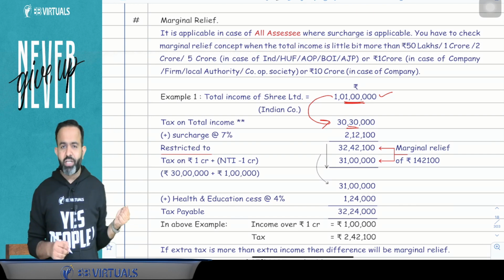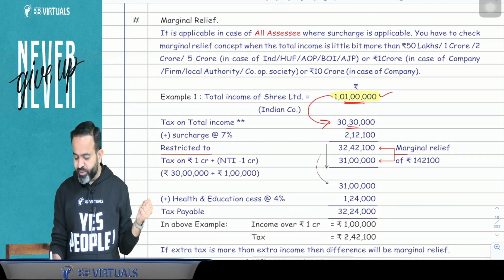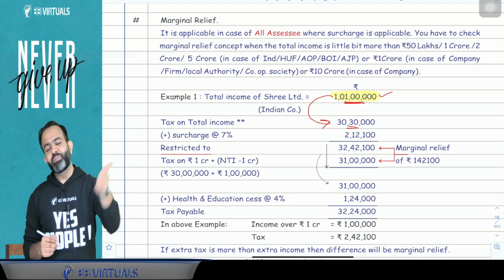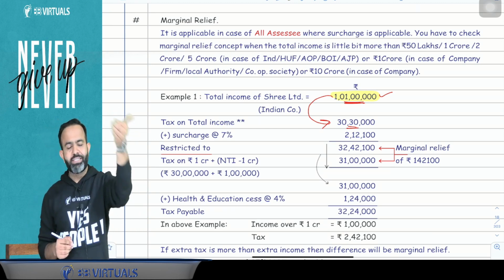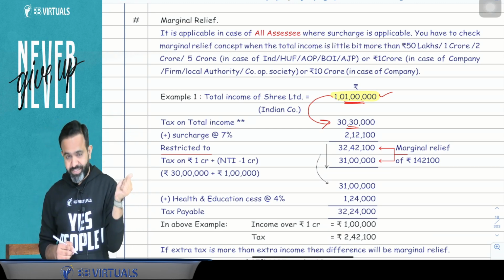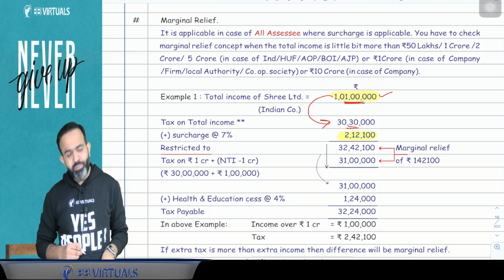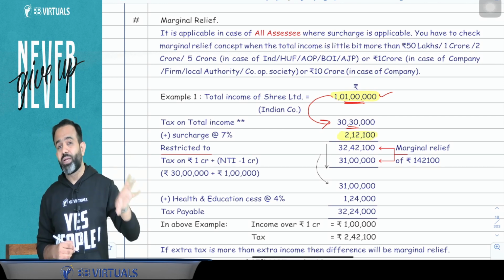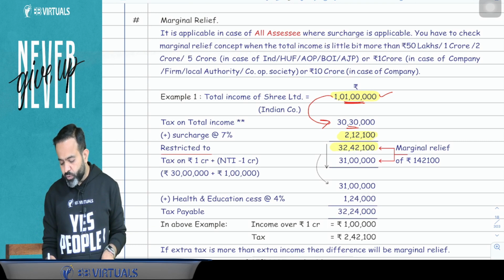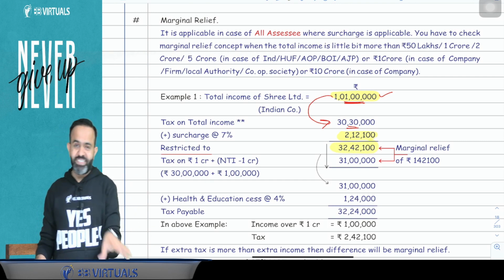Is surcharge applicable or not? Answer is yes, surcharge is applicable because your total income is more than 1 crore. So in case of domestic company, if your total income is more than 1 crore, then surcharge is applicable at the rate 7%. So here I have added the 7% surcharge that comes to 2,12,100. So total comes to 32,42,100.